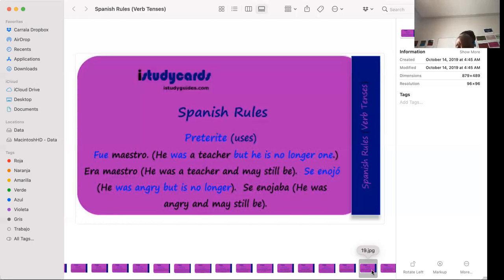Se enojó versus se enojaba. Se enojó means he was angry, but that's the past. He's not angry anymore, he's over it. Versus se enojaba, he was angry, but I'm emphasizing the anger more than anything else. He was angry. He still may be. I don't know. The imperfect, that's why it's imperfect. The action may or may not be complete. You don't know. Whereas the preterit is the past. Preterit means past. It's over.